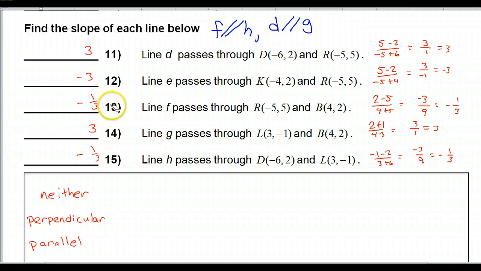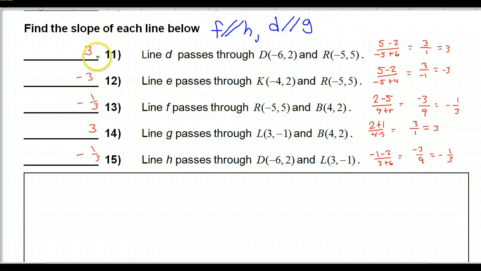Now, what about perpendicular? Remember, for perpendicular, the slopes have to be opposite and reciprocal. So, will D and E be perpendicular? 3 and -3? No, they're opposite, but they're not reciprocal. What about -3 and -1/3? Will those be perpendicular? No, they're reciprocal, but they're not opposite. They're both the same sign.